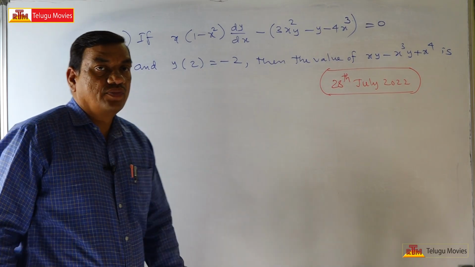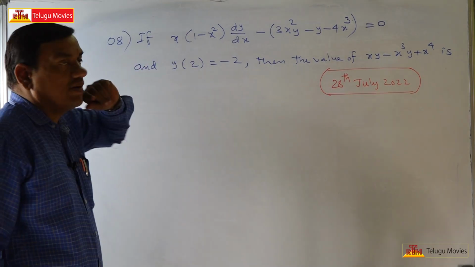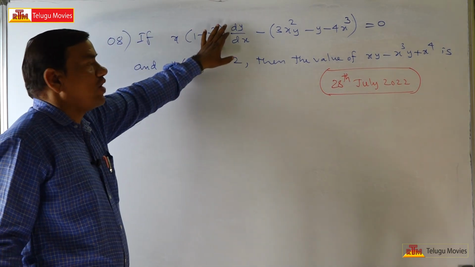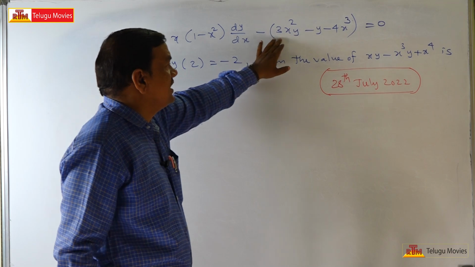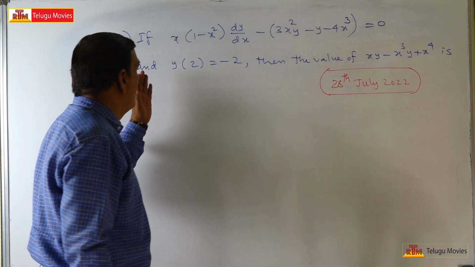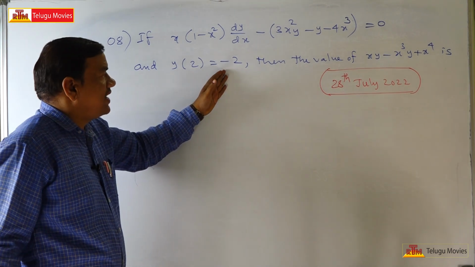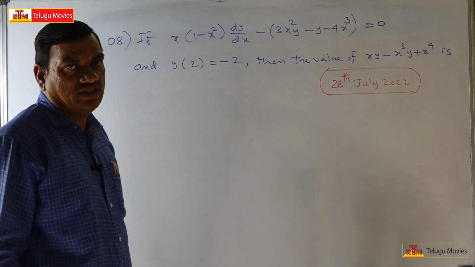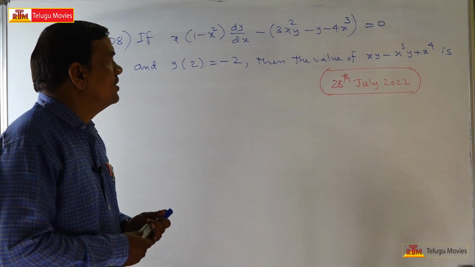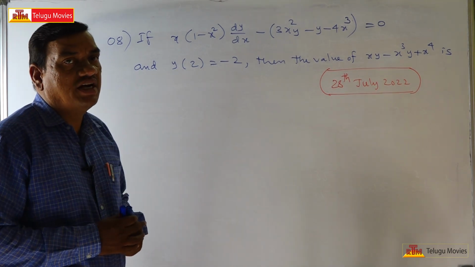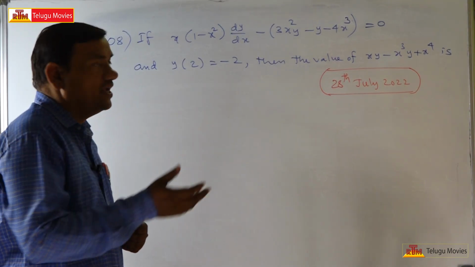Dear students, coming to the problem, this is from differential equation. If x times 1 minus x square dy by dx minus 3x square y minus 4x cube is equal to 0 and y of 2 is equal to minus 2, then the value of xy minus x cube y plus x power 4 is. So very nice problem this is. You can do this problem by converting it into a linear differential equation in y.